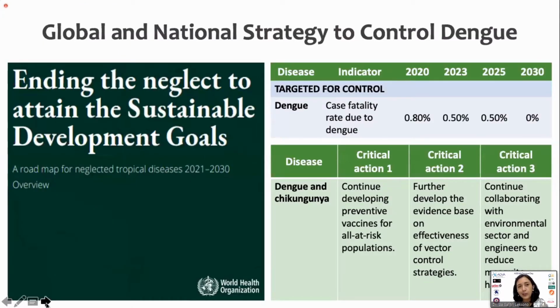We are talking about the global and national strategy to control dengue. WHO has launched a roadmap for neglected tropical diseases 2021-2030, because dengue is considered one of the neglected tropical diseases, and the target for dengue control is a case fatality rate due to dengue of 0% by 2030. And there are fundamental critical actions to achieve this goal. Three of them are: first, continue developing preventive vaccines for all at-risk populations, then further develop evidence on effective vector control strategy, and also continue collaborating with environmental sectors and engineers to reduce mosquito habitats.